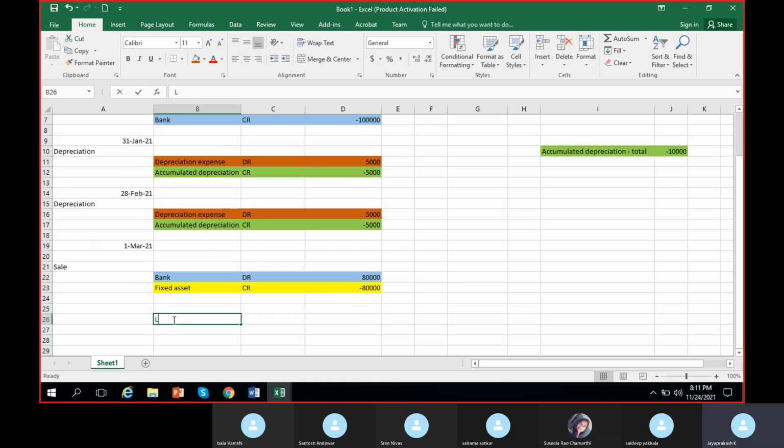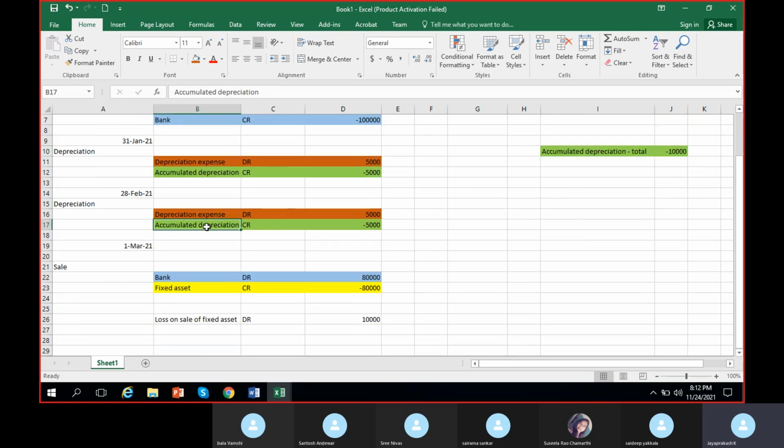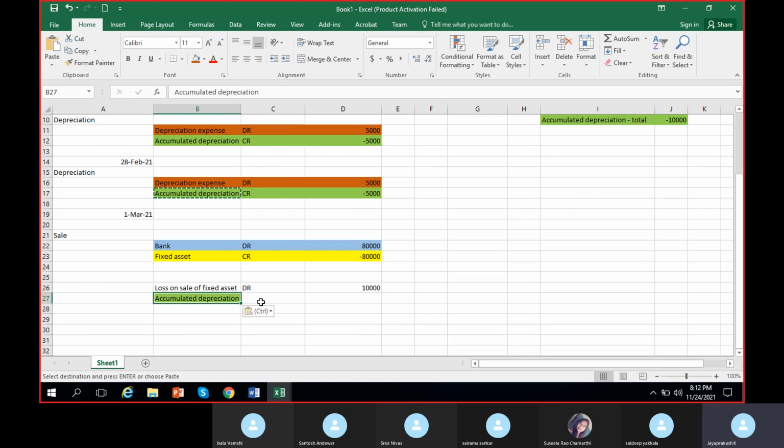So then I can write it here as loss on sale of fixed asset, which should be debited. I should get it as 10,000. So debit value, right? 10,000. Okay, we have accumulated depreciation of 10,000, which has to be reversed. So this is in credit earlier in the balance sheet. This has to be debited now. So what I'll do is I select this accumulated depreciation account here. I'll debit it with 10,000. Okay, this is also getting reversed now according to our requirement.